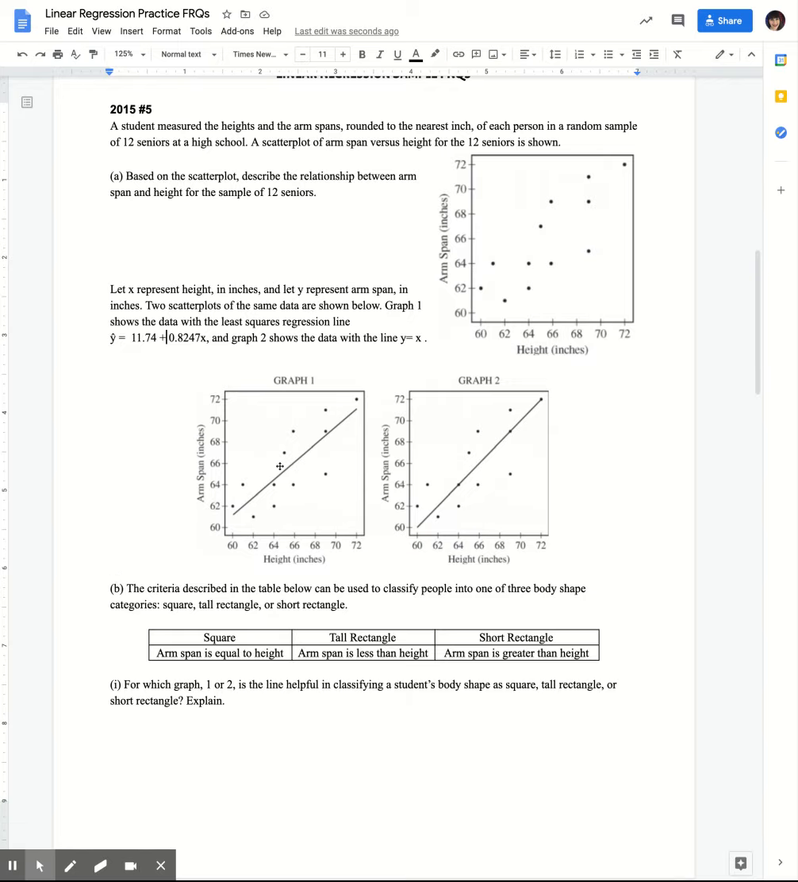All right, y'all. So here is the next free response question. In this FRQ, we have a data set of height in inches and arm span in inches.